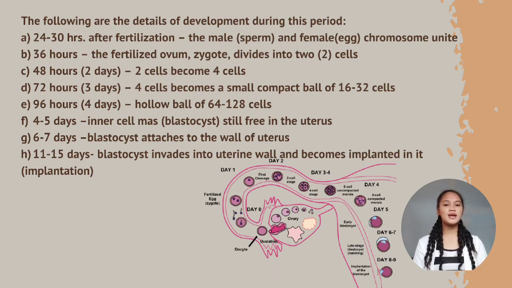In 4 to 5 days, the inner cell mass, or the blastocyst, is still free in the uterus. In 6 to 7 days, the blastocyst attaches to the wall of the uterus. Lastly, in 11 to 15 days, implantation happens. This is when the blastocyst invades the uterine wall and becomes implanted in it.